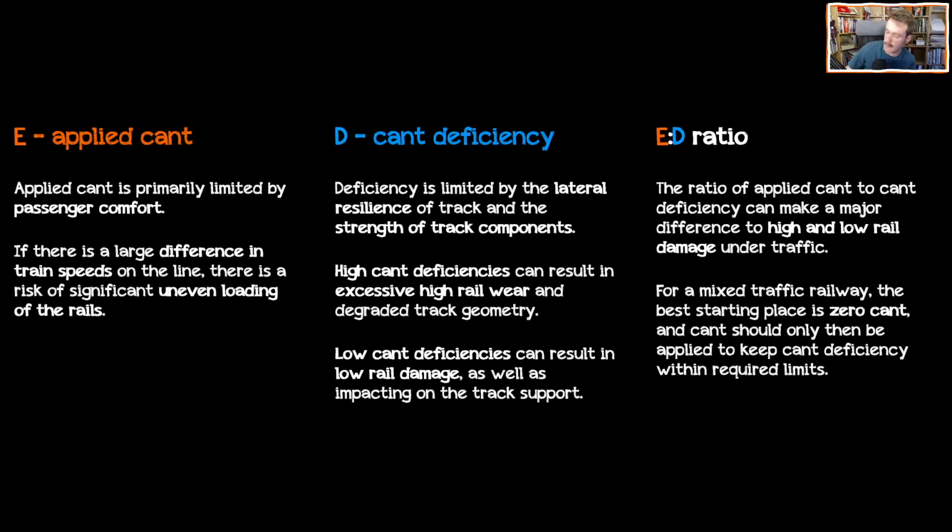Low deficiency damages the low rail. Yes, because if you have a train running along the low rail with low Cant deficiency, which means that you have too much Cant, so the train is sort of sat on the low rail, you will get damage. And TrackX covers this, by the way, Nick, just in case you're wondering.